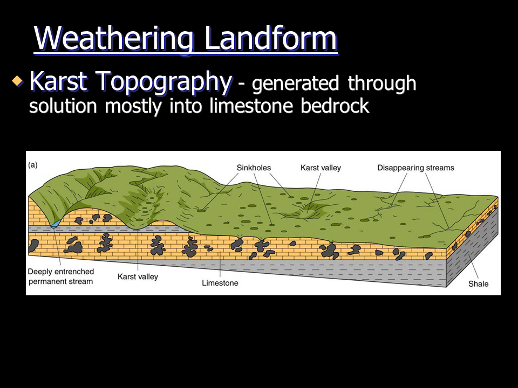If you have a landscape that has a lot of solution occurring into the rock, usually it's going to be limestone, because limestone is easily dissolved by water. You can get these caverns in the subsurface. You can even get rivers flowing in the subsurface through these caverns. Like here's a river here, but eventually you could end up flowing down through these caverns.